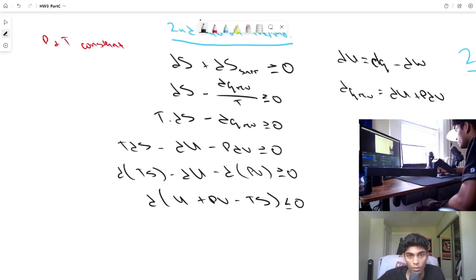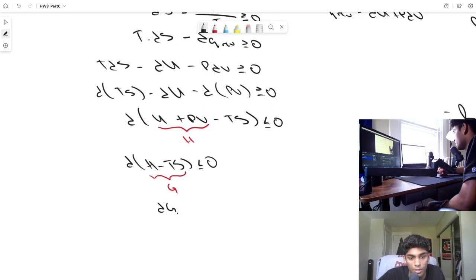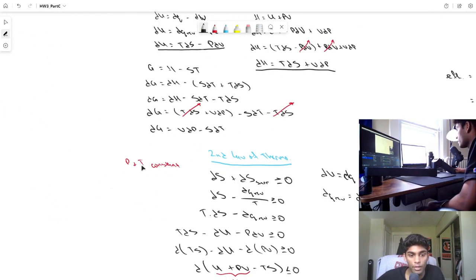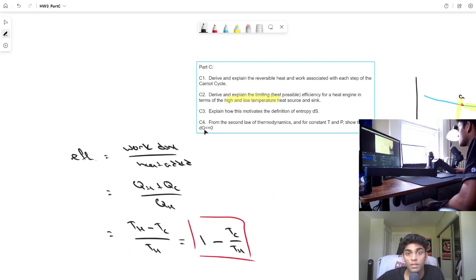And we see that we have our definition of enthalpy right here. So we can rewrite this as d of H minus TS less than or equal to 0. And here we have our definition of Gibbs free energy. So now what we have is dG is less than or equal to 0. And we have proven that with a constant temperature and a constant pressure, the differential of our Gibbs free energy is less than or equal to 0.